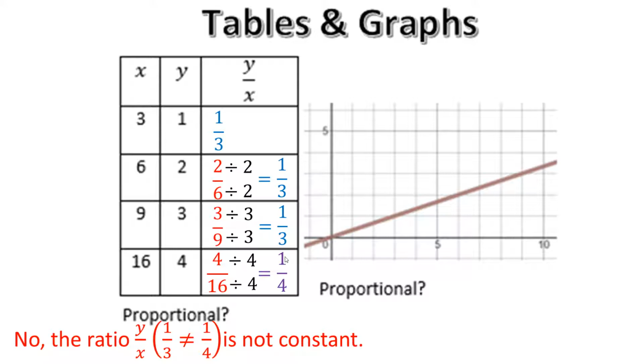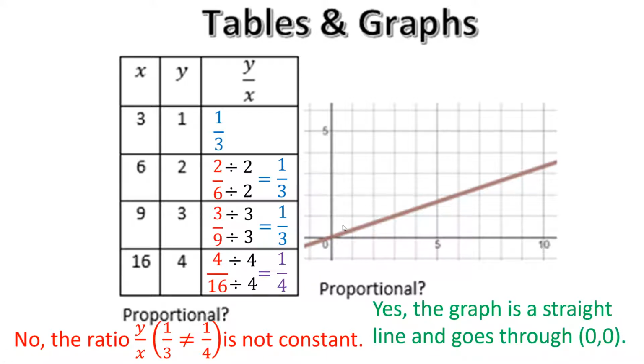And here is our specific reason. 1/3 does not equal 1/4, and therefore it is not constant. This graph does not match the table. It's a separate graph, and we look to see if it's proportional. To be proportional, it has to be a straight line, and it has to go through the origin. So therefore, yes, this one is proportional. It is a straight line, and it goes through 0, 0.